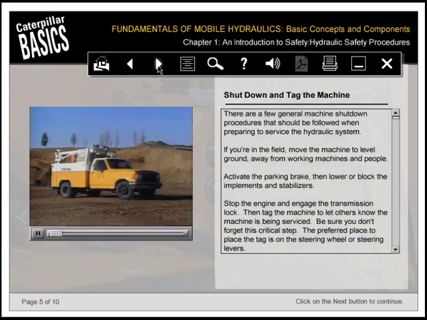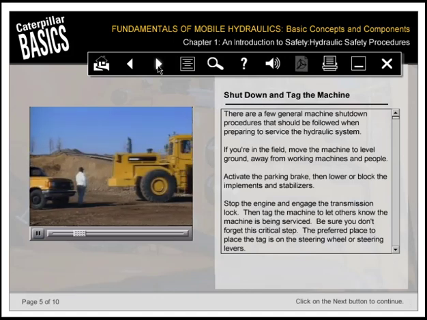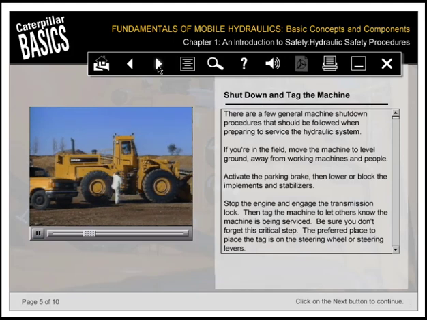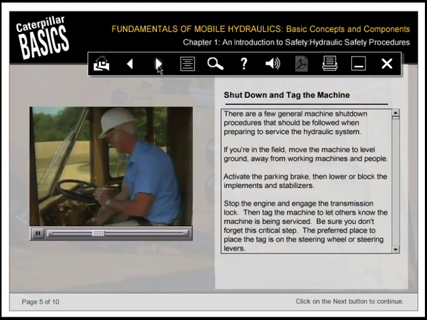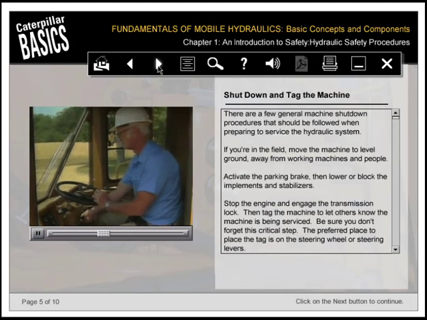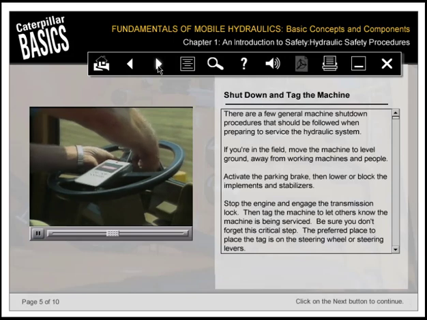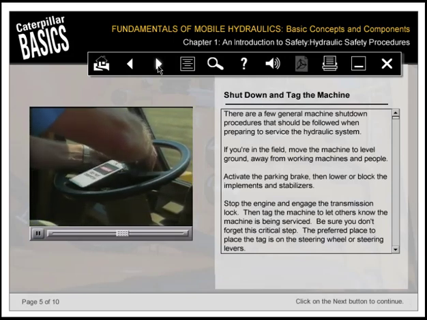There are a few general machine shutdown procedures that should be followed when preparing to service the hydraulic system. If you are in the field, move the machine to level ground, away from working machines and people. Activate the parking brake, then lower or block the implements and stabilizers. Stop the engine and engage the transmission lock. Then tag the machine to let others know the machine is being serviced.